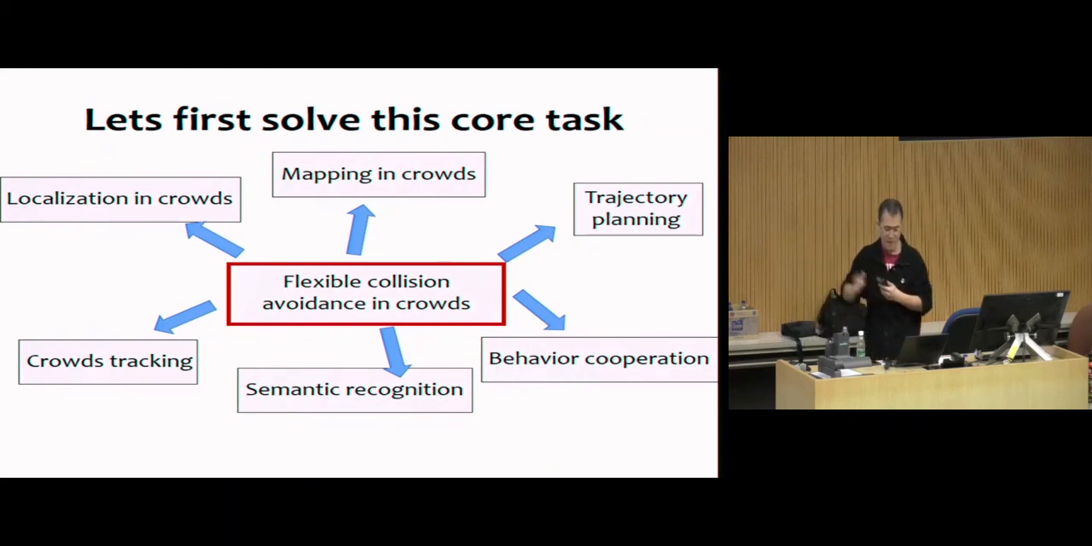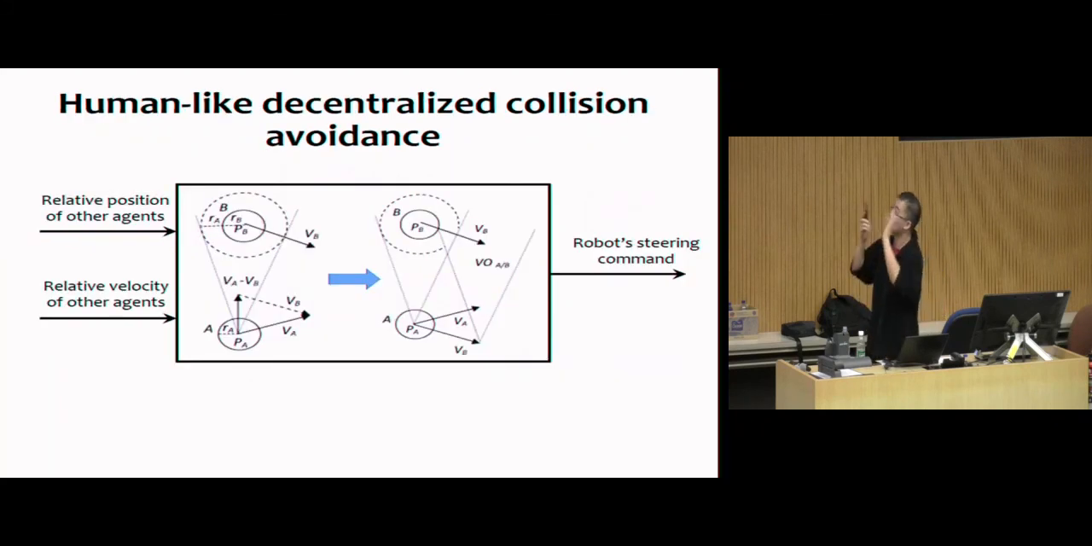So let's first solve the core task, i.e. how to solve collision avoidance inside a dense crowd. Once the core task is determined, then everything becomes much simpler, as you will see.